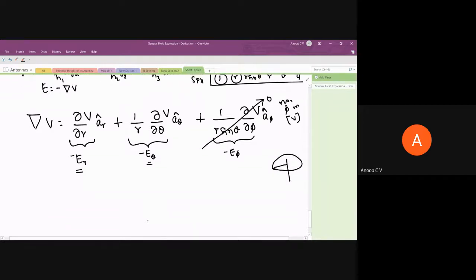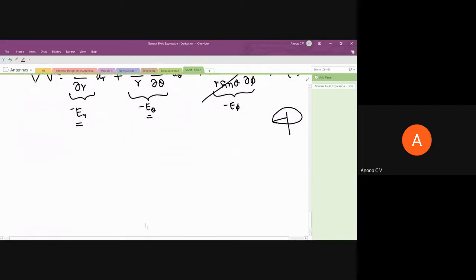But what I'll do is straight away write the result. And this result has some physical significance, and because of that, you won't have to memorize it. With that physical significance, you will be able to remember it.